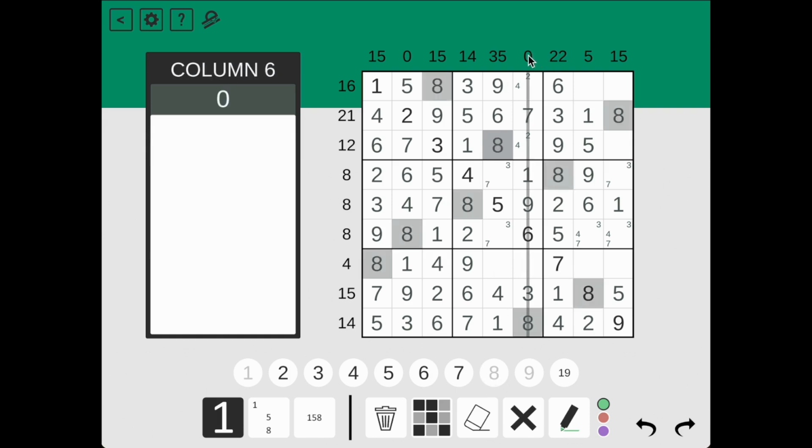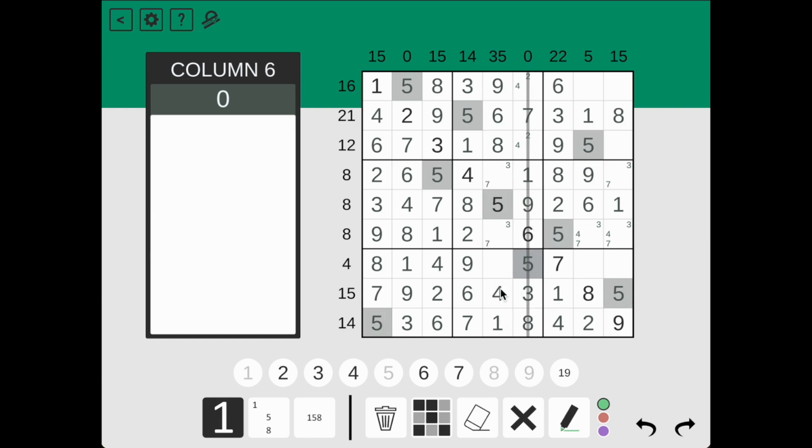Okay, so this column, I now have 1. One of these is 2. There's a 3. One of these is 4. I don't have a 5. Then 6, 7, 8, 9. Down in this square I have 1. I don't have 2.